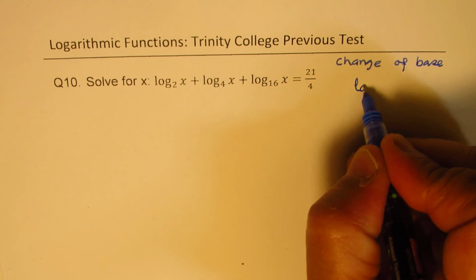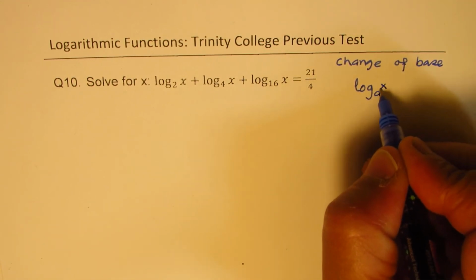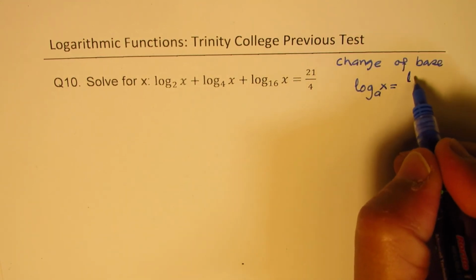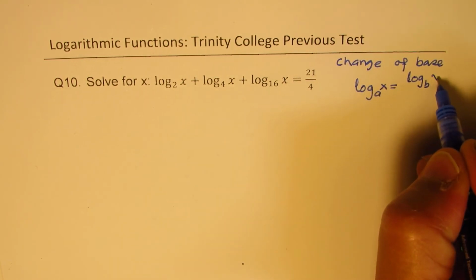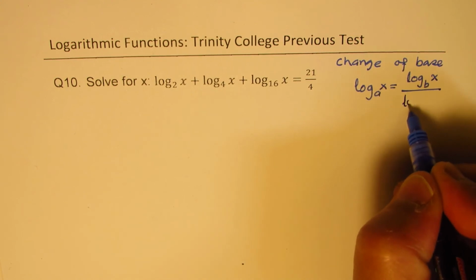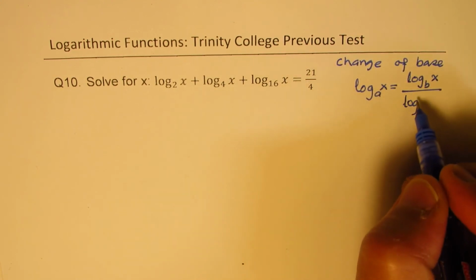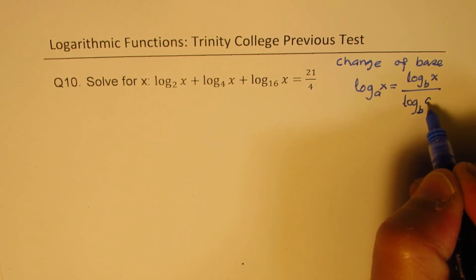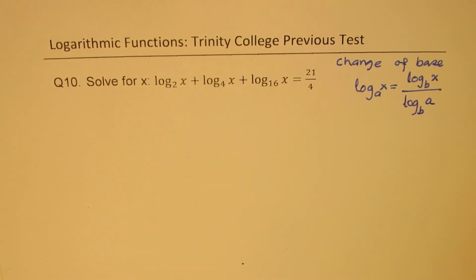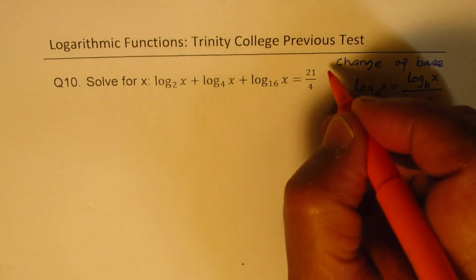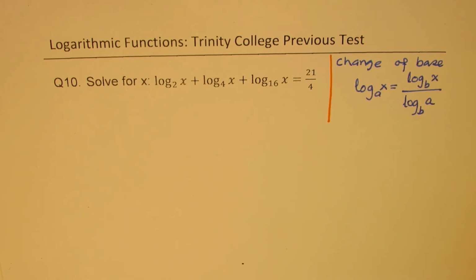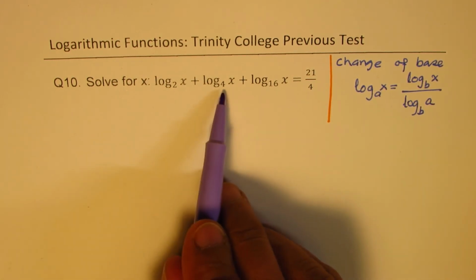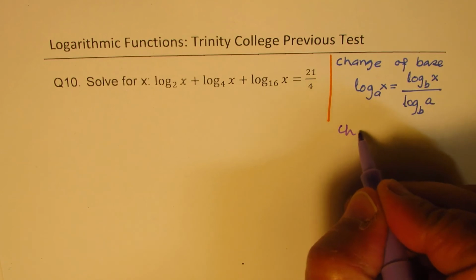So if I have log to the base a of x, we can change the base to b. b could be any other relevant base, and write the formula as log to the base a of x is log to the base b of x divided by log to the base b of a, right? So that is the formula well known to all of you. We are going to use this change of base formula to solve this question. So as you can see, the bases are different, right? So we'll change base to 2.